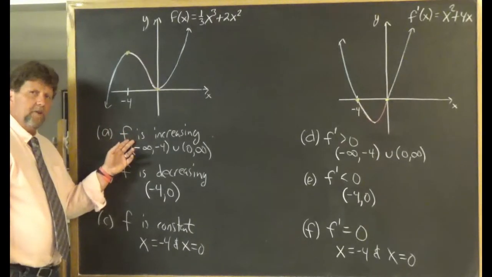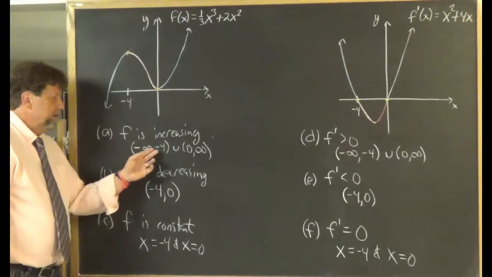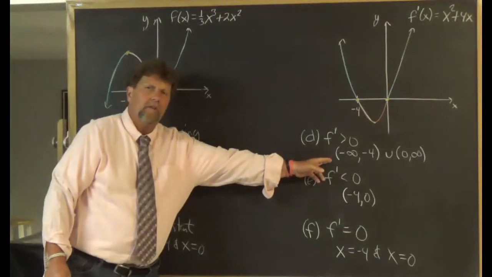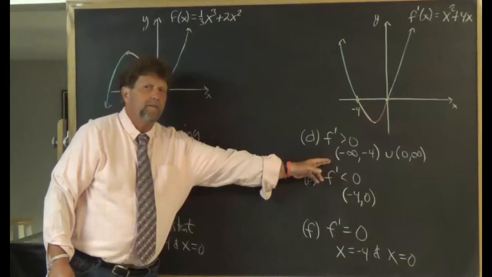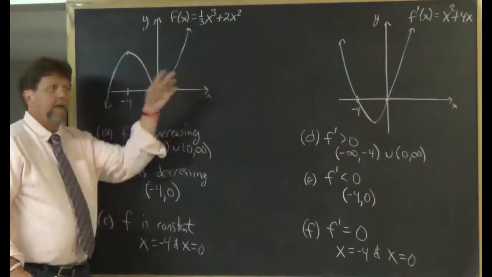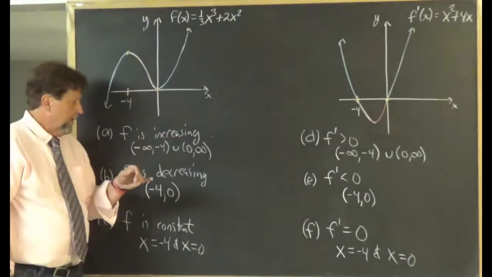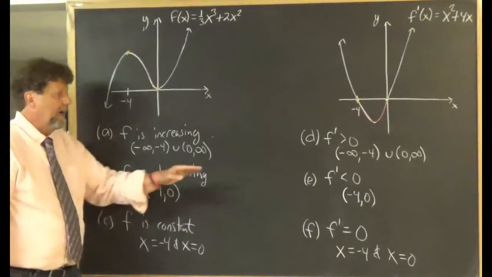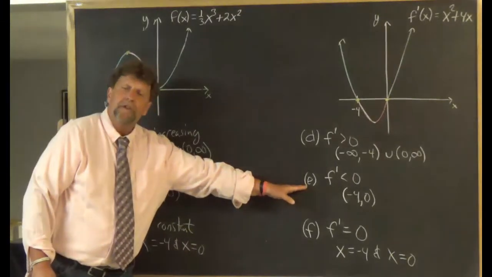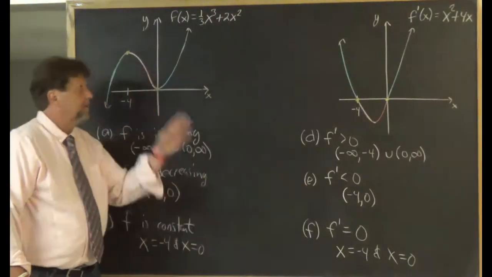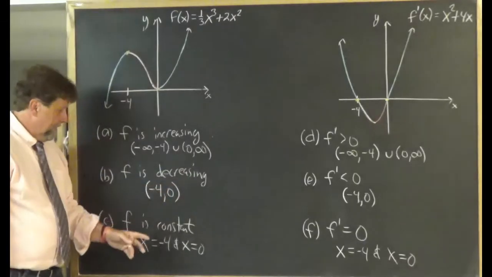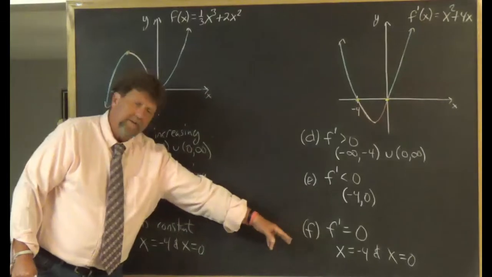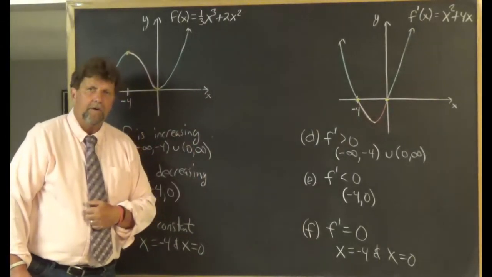Where the function is increasing, the interval where the function is increasing matches up exactly with the intervals where the derivative is positive. And I tried to color code it on the graphs as well. The function is decreasing. It matches up exactly with the same interval as where the derivative is negative. I tried to color code that. And the function is constant at the values of x where the derivative is equal to 0.